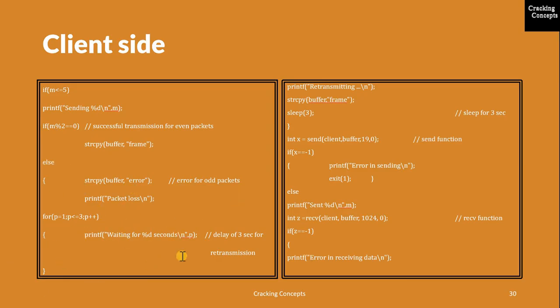Then I'll set a timer. After 3 seconds, I'll try a retransmission. There I'll reset this buffer error as buffer free, because I'm aiming for a successful transmission after 3 seconds. Then I'll actually send the packet. Then after that, I'm waiting to receive the acknowledgement. There is a receive function.